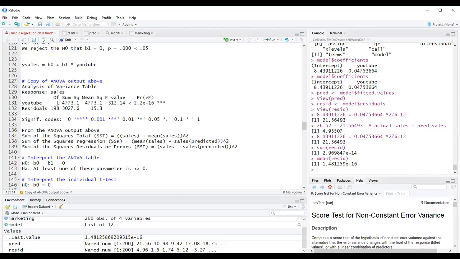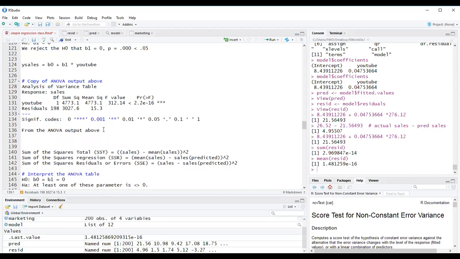Okay, anyway, so degree of freedom. So YouTube, or this is called your regression kasi yung independent variable natin si YouTube. Degree of freedom of regression is equal to number of predictors. In this case, it's only df is equal to 1. Only one predictor.